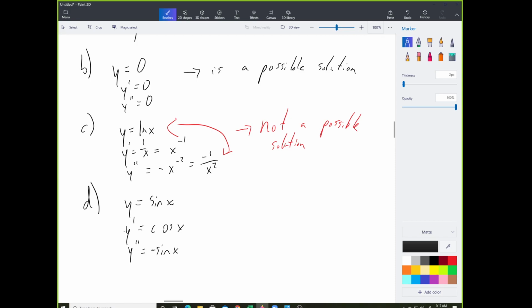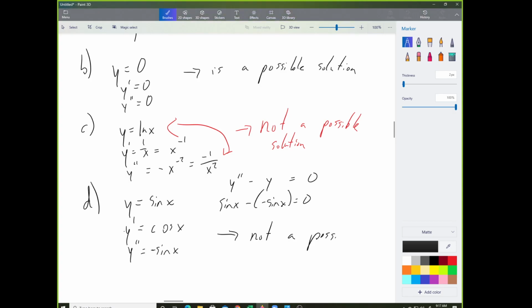They're very, very similar, but just that little bit of a negative negates our problem, because this is saying that the sine of x minus the negative sine of x equals 0 when I look at the second derivative minus the original function. And this is not true. I mean, it's true for specific x's, but we need it to be true all the time. So we would say that this is also not a possible solution.